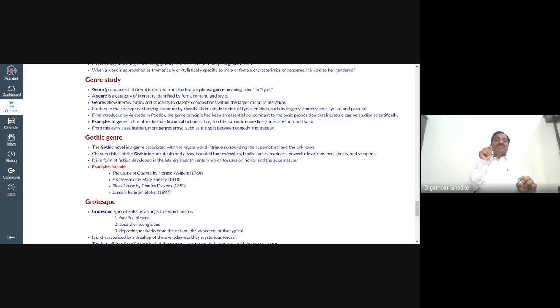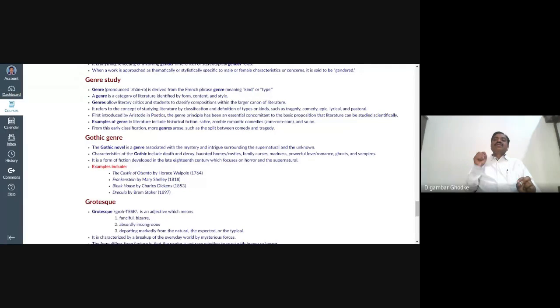The term genre was first introduced by Aristotle in his famous work, the Poetics. Since then, the genre principle has been an essential concomitant, meaning it comes along with it: as soon as you say it's literature, that comes to your mind. In addition to that, to the basic proposition that literature can be studied scientifically.